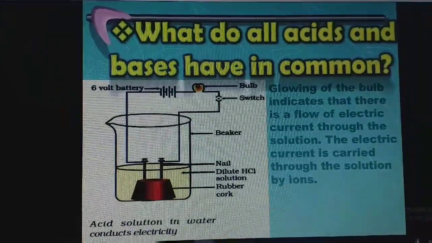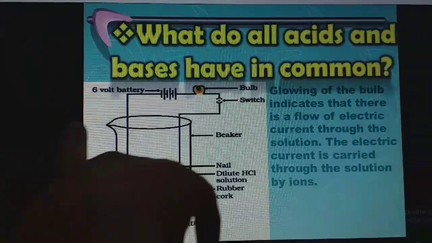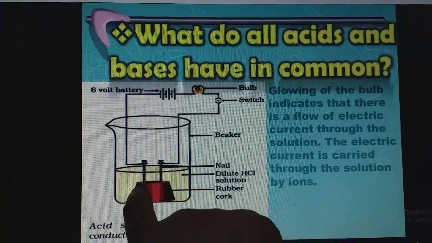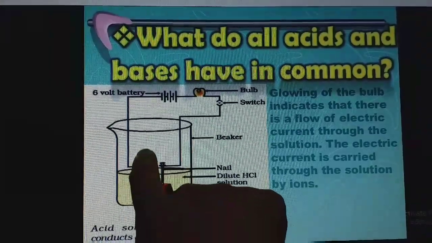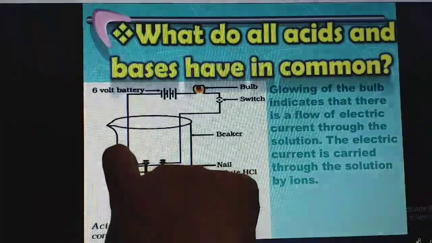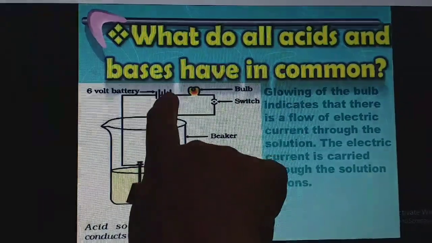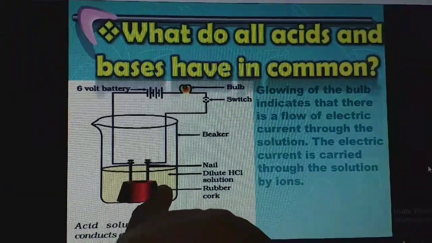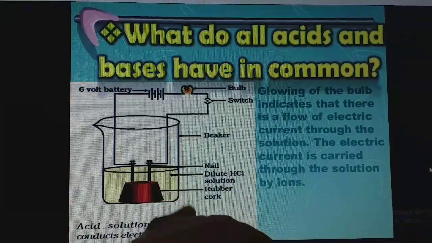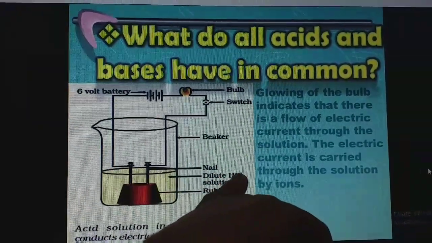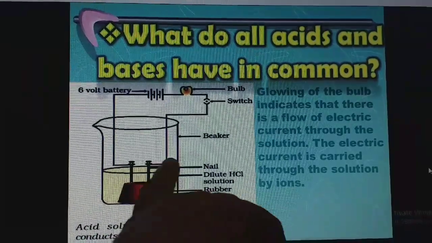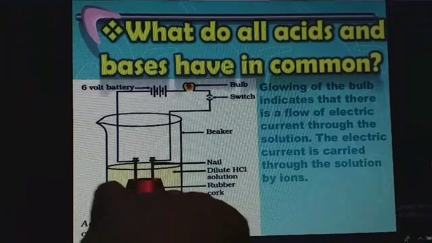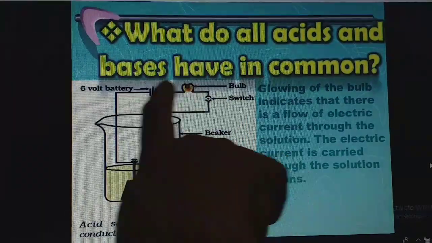Now here one activity is given. You can take one beaker with dilute hydrochloric acid, and inside one rubber cork you can keep two iron nails. With the help of wire they can be connected to a 6-volt battery and a bulb and a switch. Now you add dilute HCl, which is the acid. Dilute HCl means HCl with water is taken. Now this HCl liberates what? H plus ions, and the bulb glows.